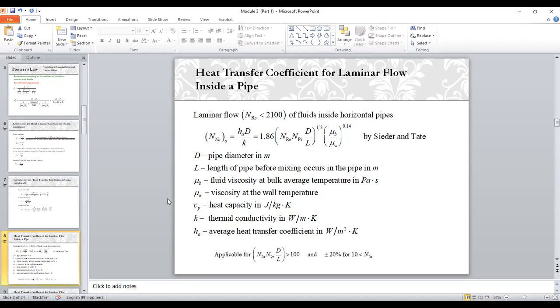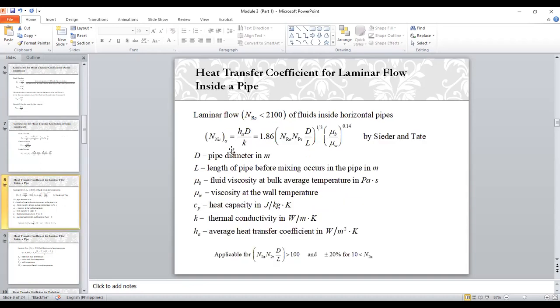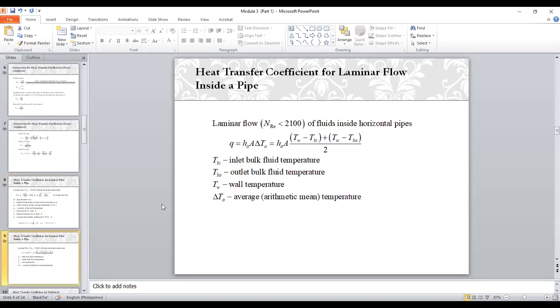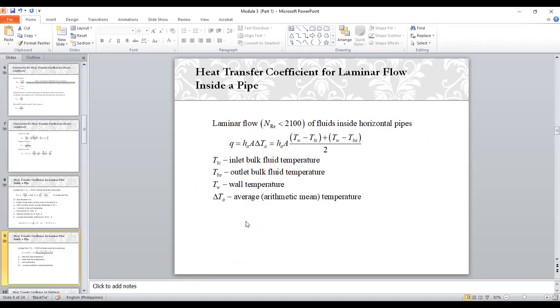Now, another one, this is for laminar flow also, for fluids inside pipes. And in here, you have the Nusselt number, which will give you the hA. In here, it already gives you the formula in finding the convective heat transfer rate. So first, find the hA from this particular equation. Once you have the hA, use this particular formula. So either you use this one or you use this fragmented form of the general equation that you have here.